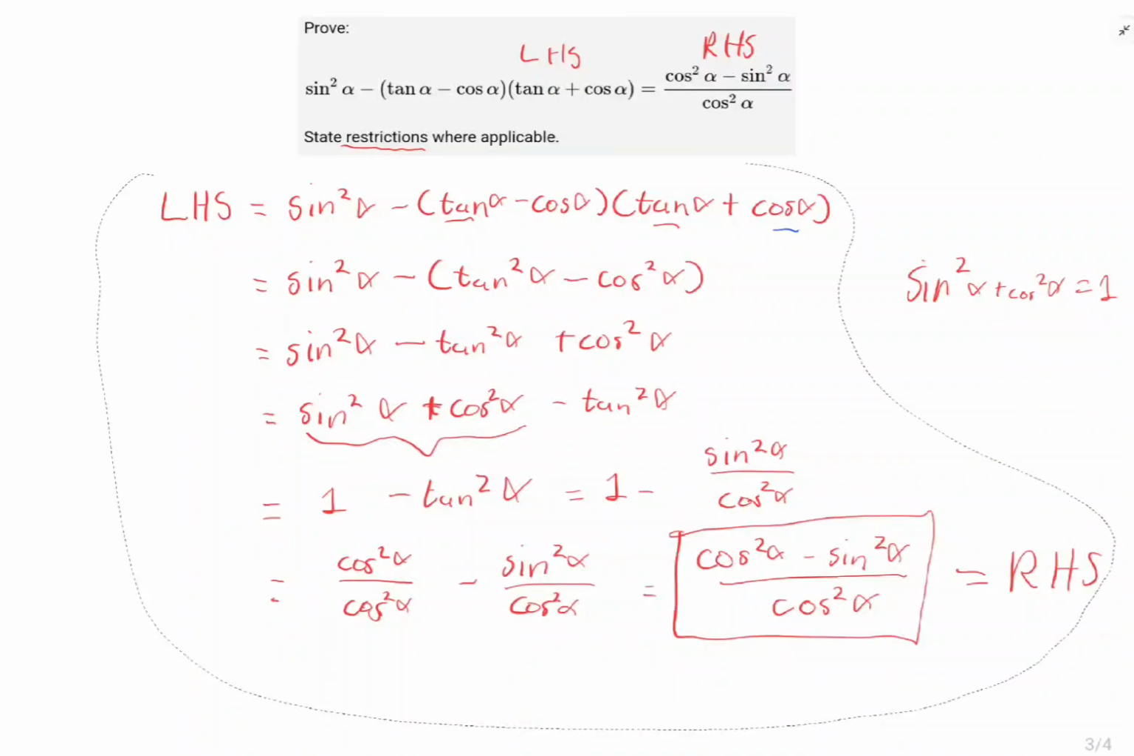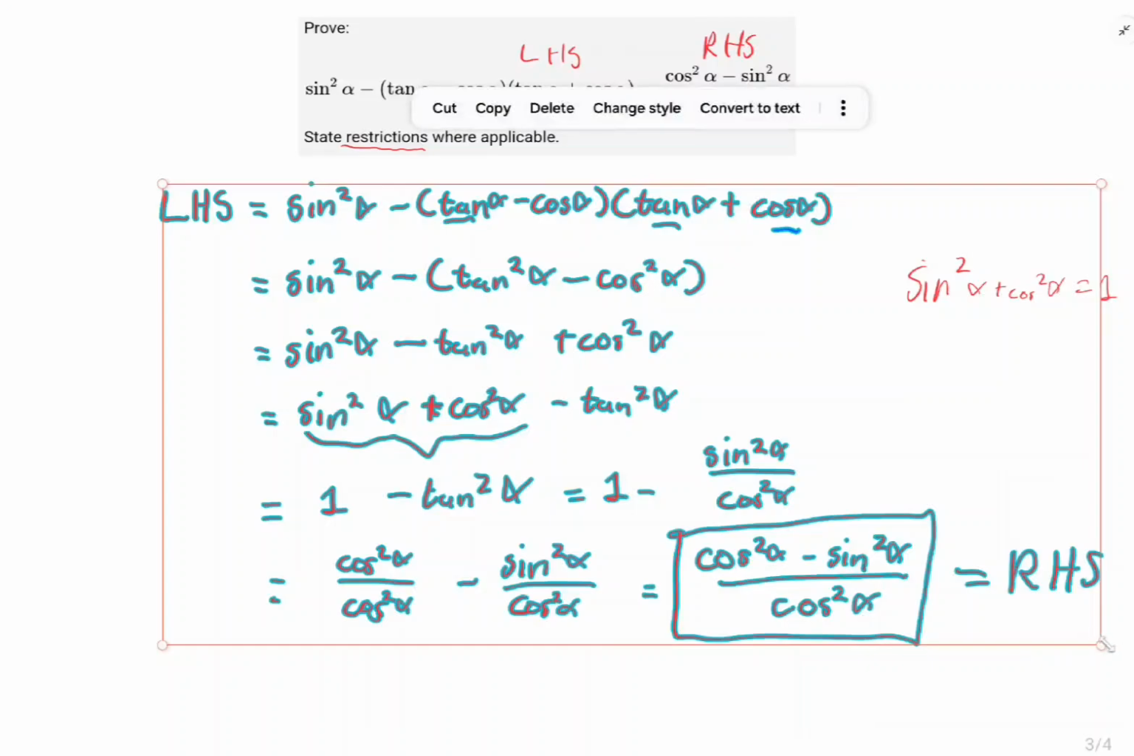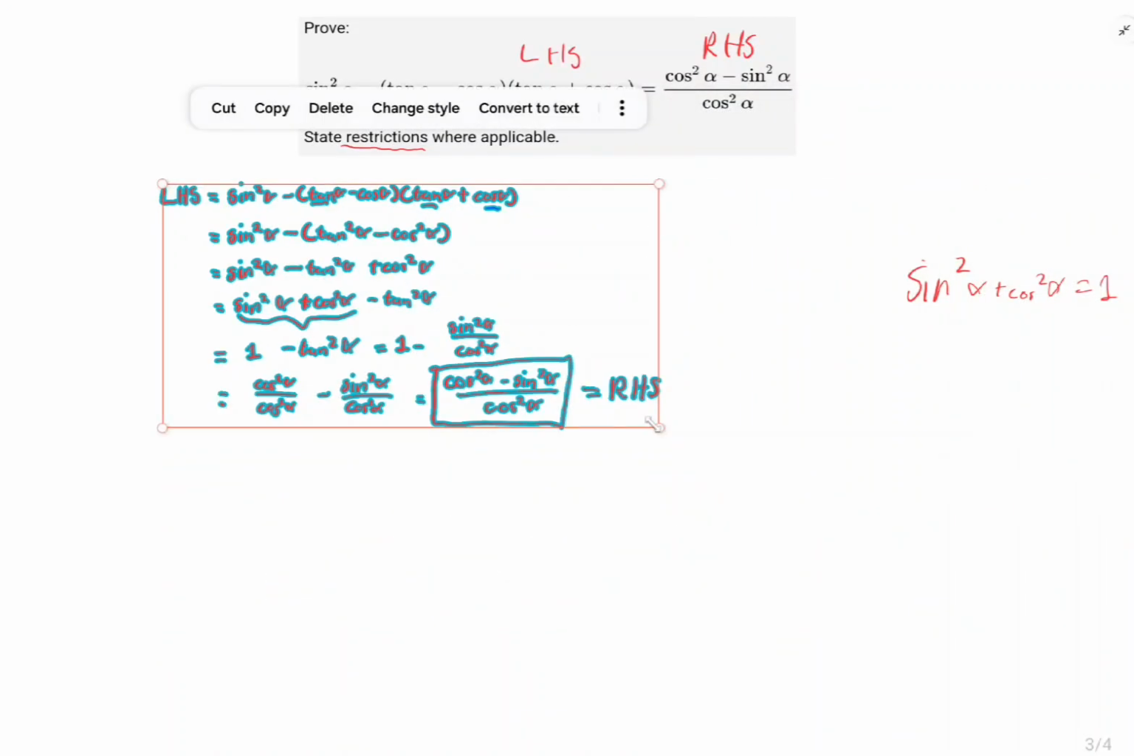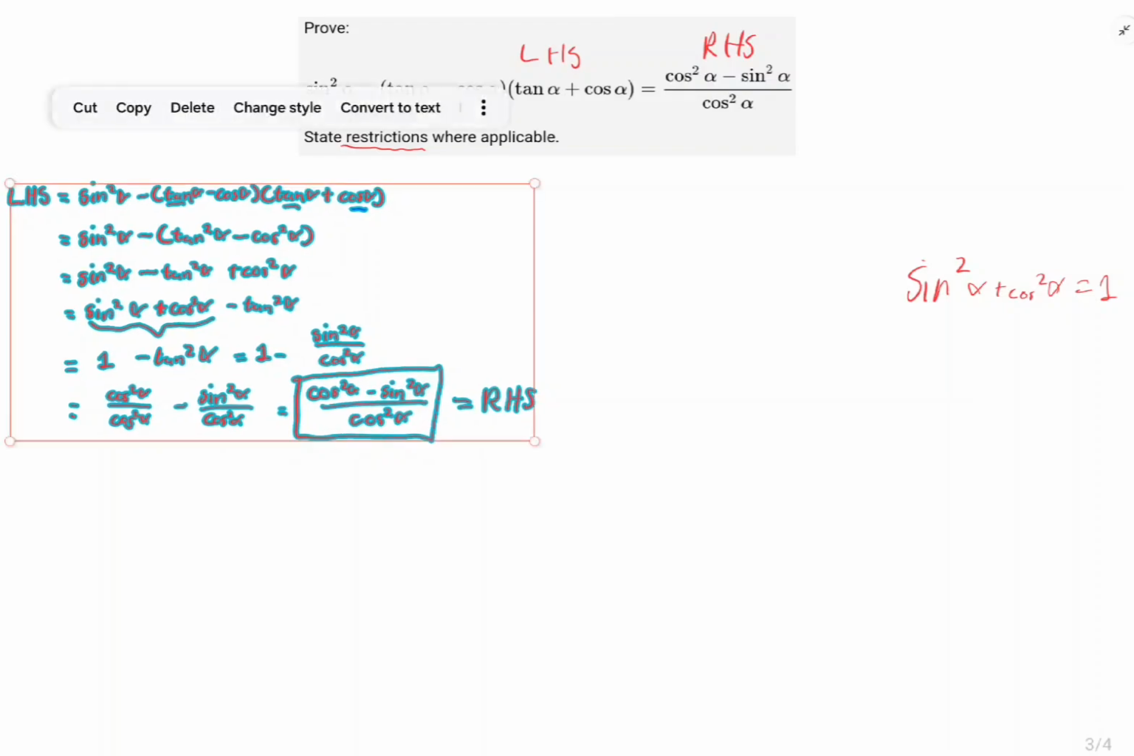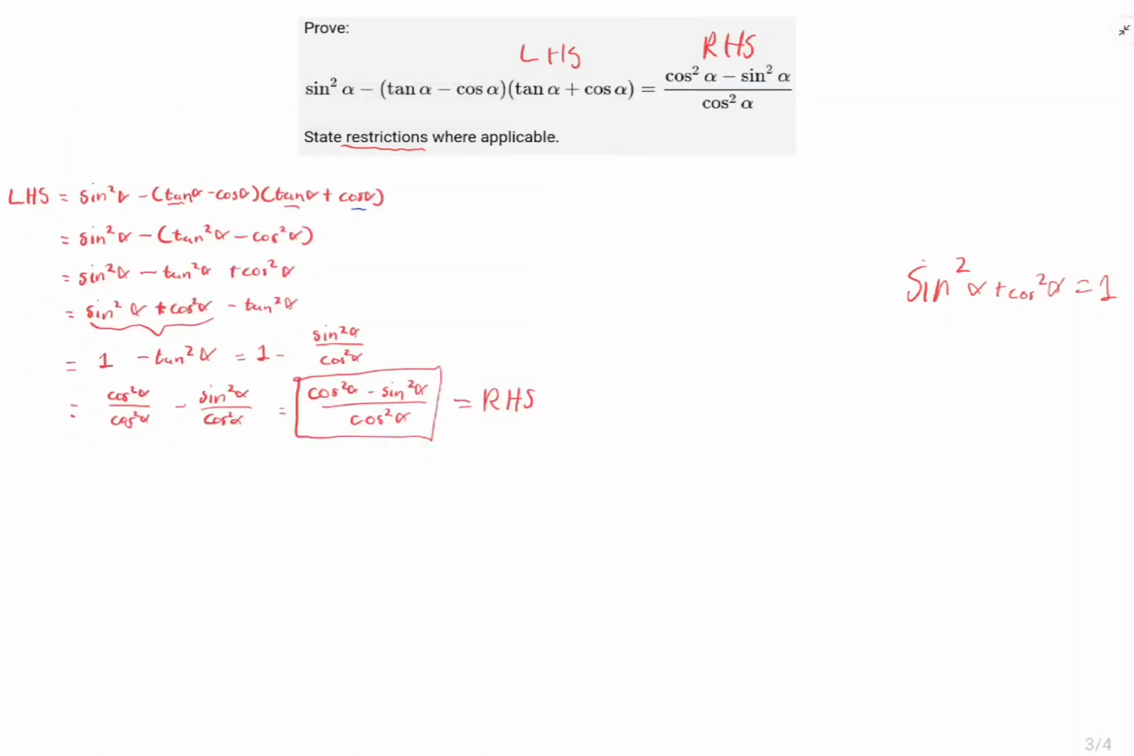And then it also said state restrictions. So let me just shrink this for enough space. What do they mean by this? State restrictions where applicable. Restriction means the angles for which this will hold, where this won't be undefined. What do we know about an undefined fraction? The denominator must not be equal to 0. So this denominator must not be equal to 0.